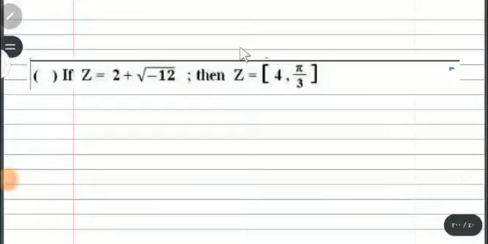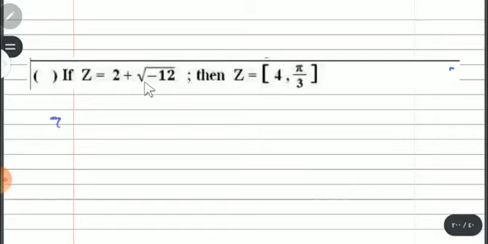The next question: if z equals 2 plus square root of negative 12, then z equals 4 and the theta here is pi over 3. True or false? So, how are we going to solve this question? We have z as a given, and he wants us to find the value of z in polar form. And this is in algebra form, obviously.